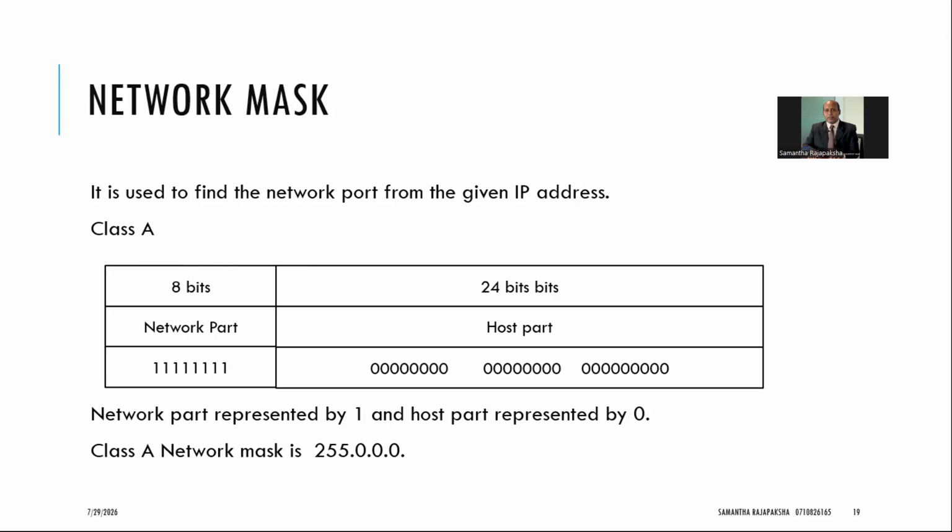Then you can convert this into decimal. We know that when all the bits are 1, it is 255. Therefore, the class A network mask is 255.0.0.0. That way you can easily find the network mask. So how to do that? Just keep in mind, for the network part we assign 1, for the host part we assign 0.